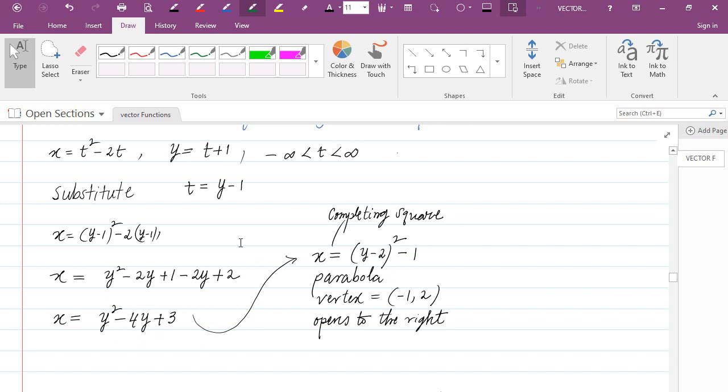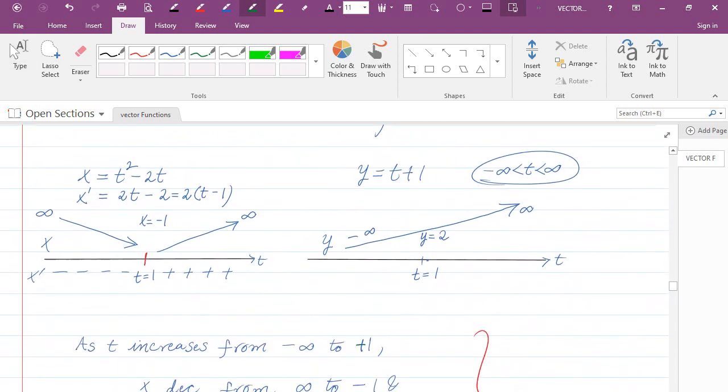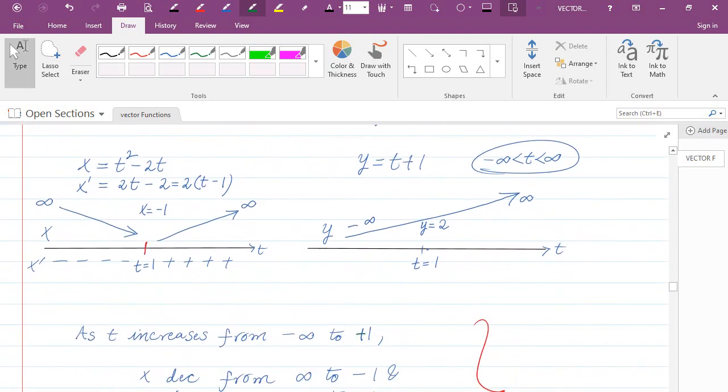Now, let's be careful. Once we eliminated t and we got this familiar equation and we know it's a parabola, all we know at this point is that the curve given by this parameterization is part of the parabola, but is it the entire parabola? We don't know yet. And how is it traced? We don't know yet. So let's figure that out. To figure that out, we have to analyze x and y as functions of t.